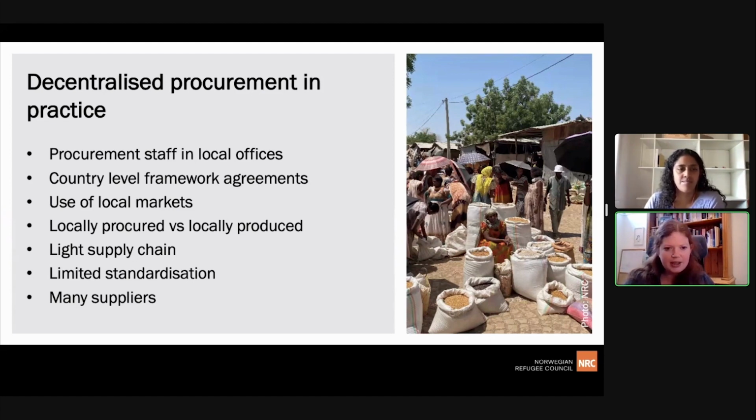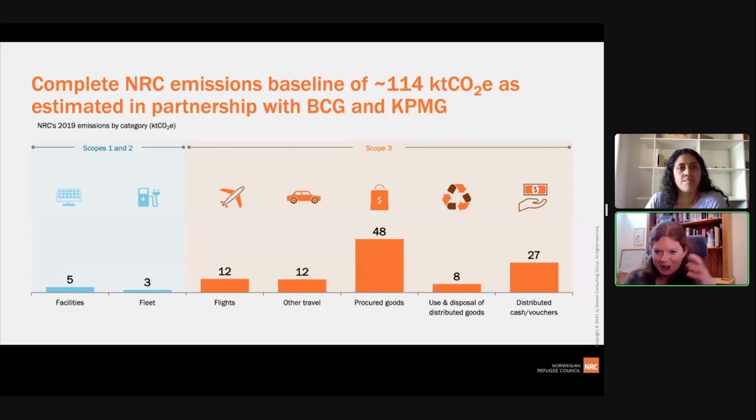So let me go into a little bit more about what we can do to reduce that environmental impact. The reason that we focused on this is, as was mentioned, Acted found the same. We have quite a light supply chain, so most of our emissions come from the goods and services that we provide to the people we serve. So we really cannot underestimate the importance of considering our procurement when we're looking at reducing our environmental impact.